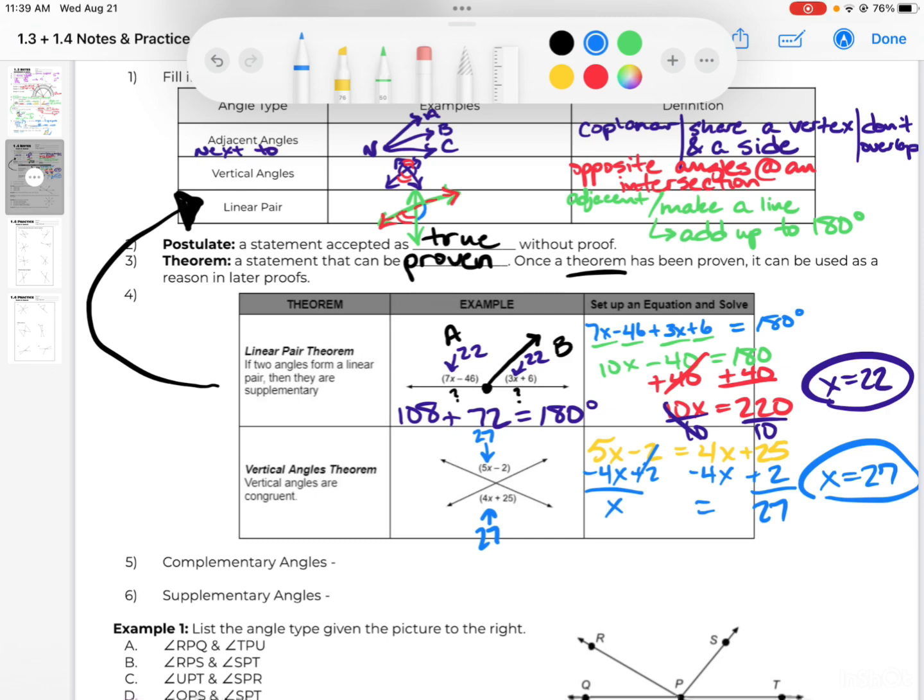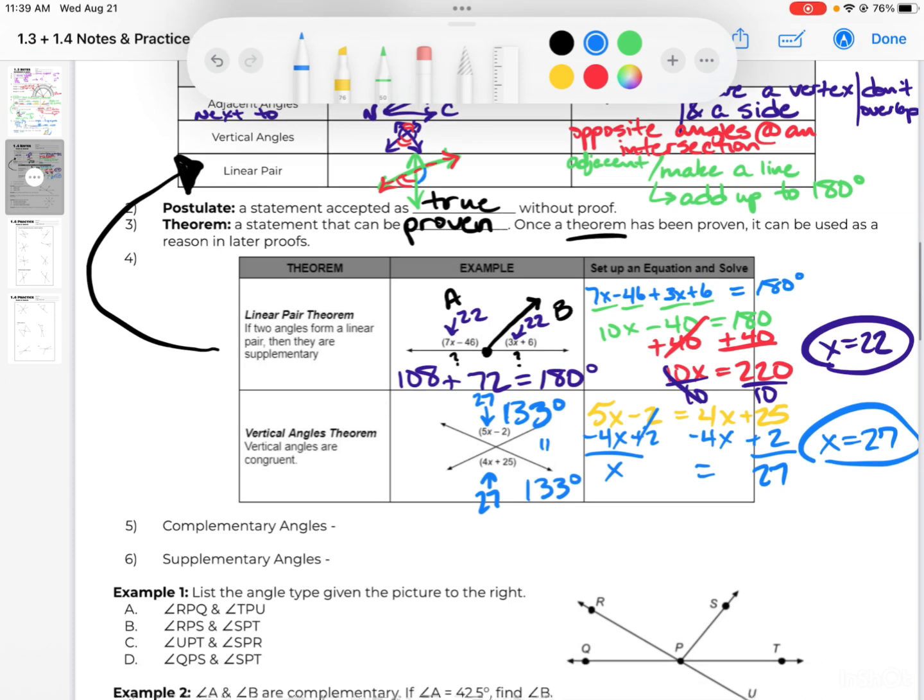So if I do 5 times 27, I get 135. And I take away 2, that leaves me 133 degrees. And if you just wanted to check yourself, you could say 4 times 27 is 108 plus 25 is 133 degrees. Guess what? Those two angles equal each other, which is exactly what the vertical angles theorem says.